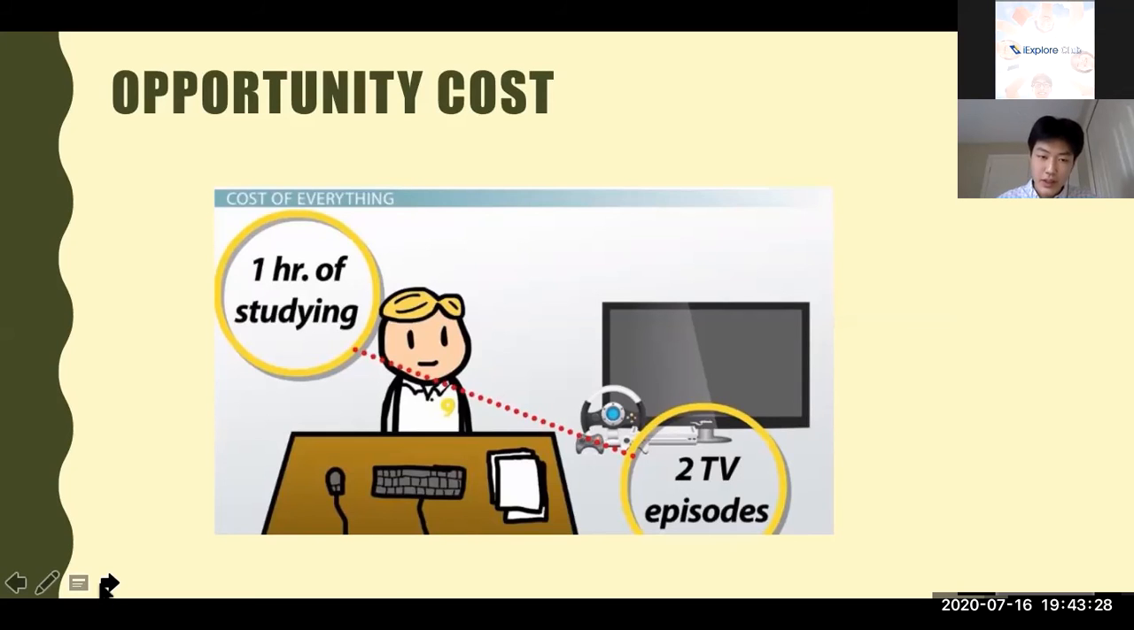So for instance, in this case, you look at this kid who's choosing between studying 1 hour or watching 2 TV episodes. So he has 2 choices, and the opportunity cost for him would be either not watching 2 TV episodes or not studying for 1 hour. So if he chooses either one of them, the other one is going to be the opportunity cost, which means the things that he didn't do or didn't get. In other cases, it could be potential wages or salaries or even awards.